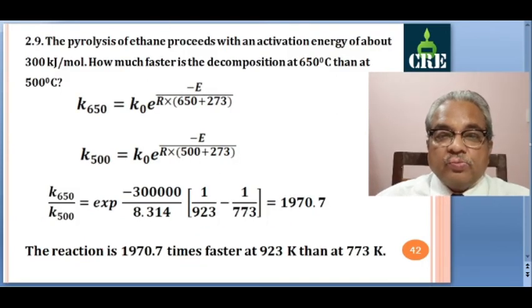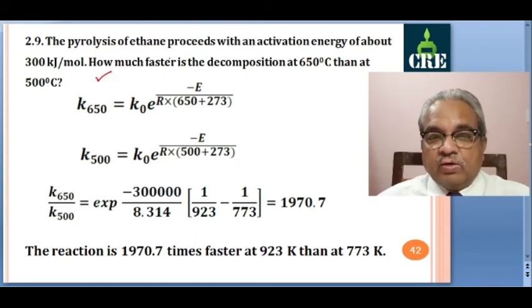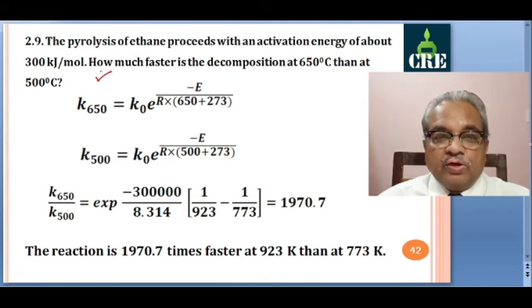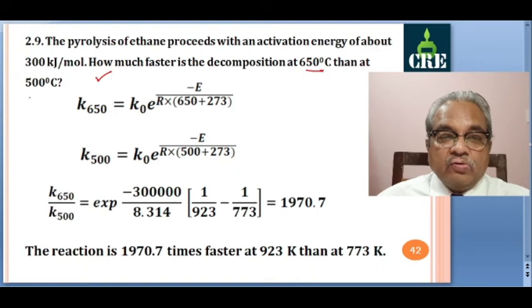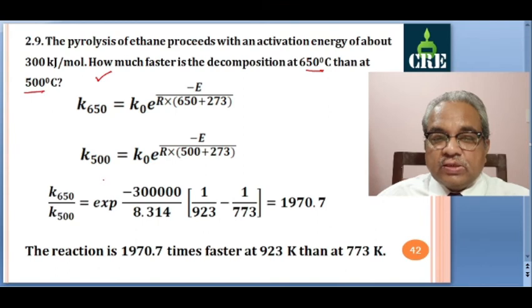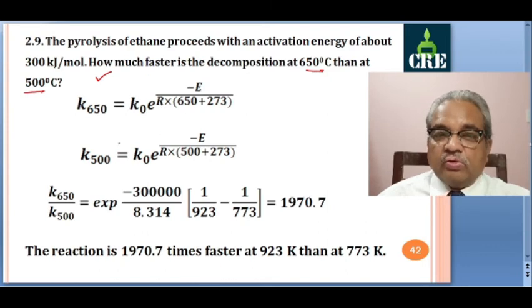Problem 2.9 is based on Arrhenius law, simple problems, 12th standard problems you can see. The pyrolysis of ethane proceeds with an activation energy of about 300 kilojoule per mole. How much faster is the decomposition at 650 than at 500? We are solving these problems from the exercise just as a revision, because this K term will be there in our rate law, minus r is equal to K Ca raised to n, and that temperature dependence of K we want to test. So this will be part of our rate equation.